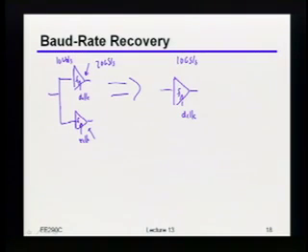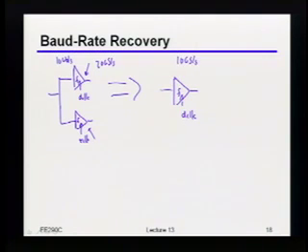Now, in order to do that, you need to know some characteristics about what the signals look like. But at least in principle, it's possible to do this. It's not necessarily going to give you the same performance, but it's possible. This is what's known as baud rate recovery. Baud is just another way of saying it's the same sample rate as your symbols. So if it's 2x baud, that's 2x oversampling. If it's baud rate, then you're sampling once per symbol.